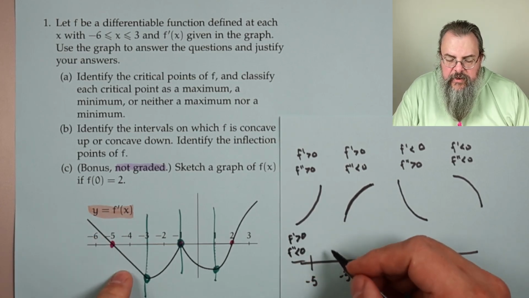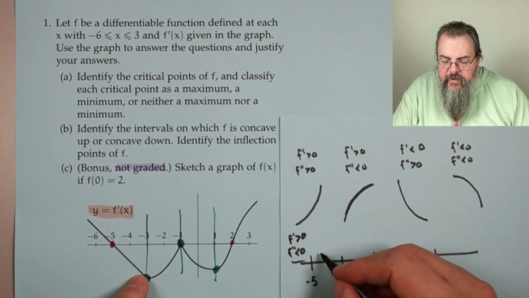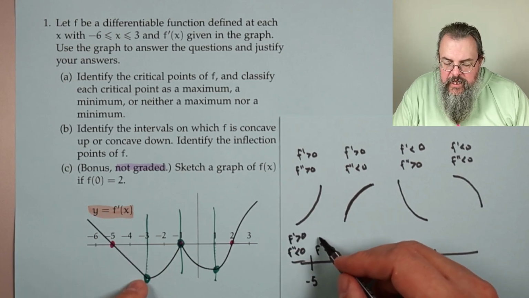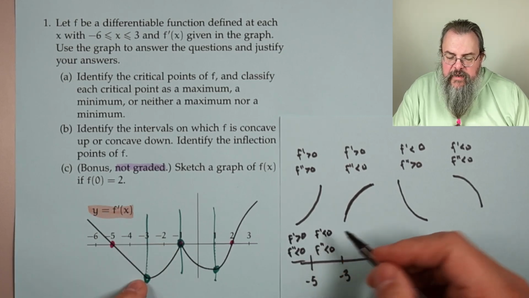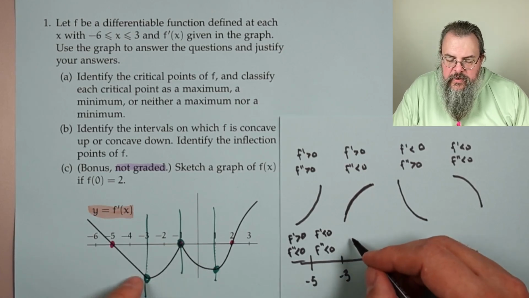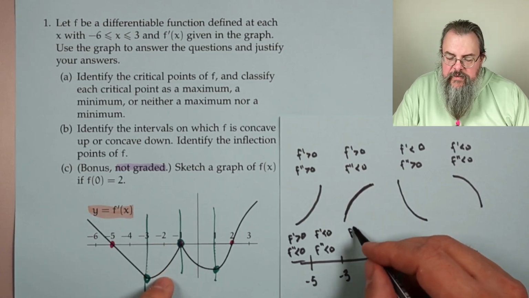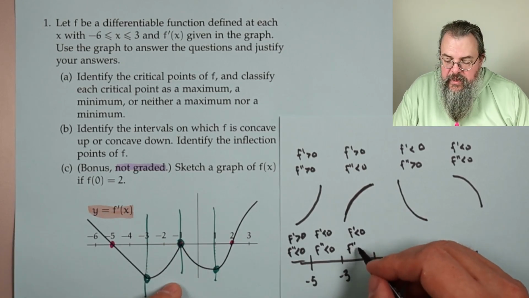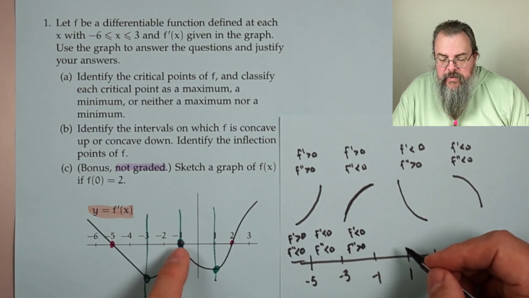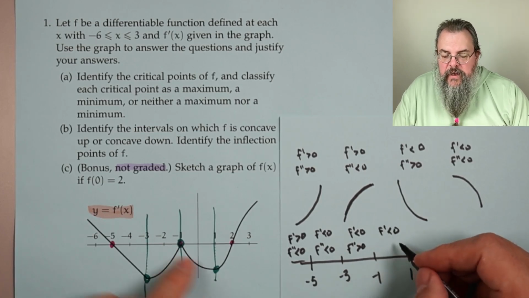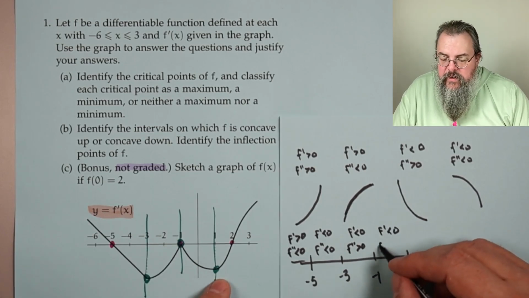Here, we're still going downhill, so f double prime is still negative, but we're now underneath, so f prime is also negative. From negative 3 to negative 1, we're underneath here, so f prime is negative, but we're going uphill, so f double prime is positive.